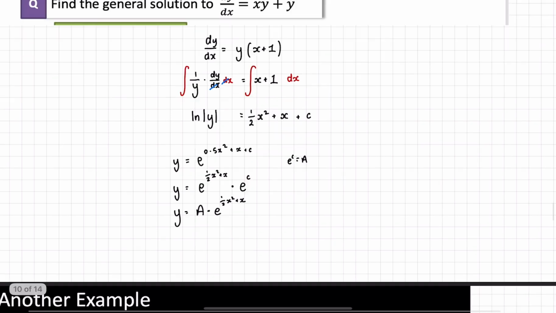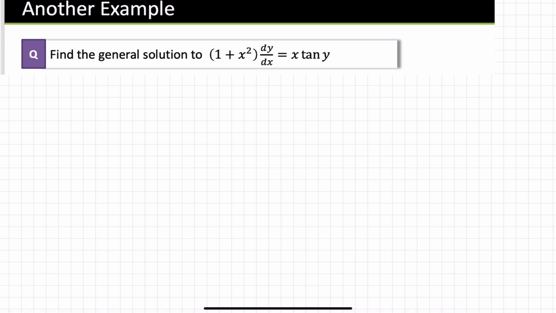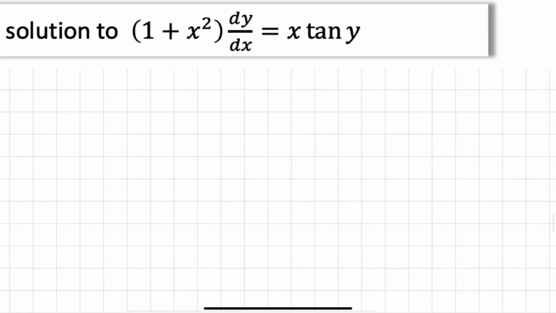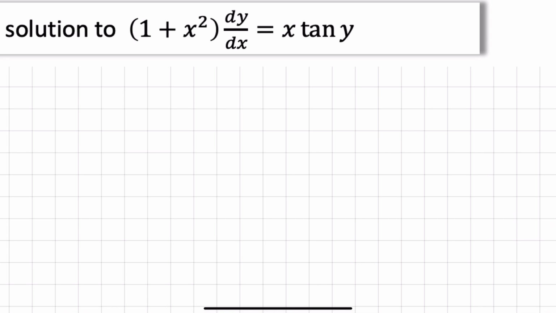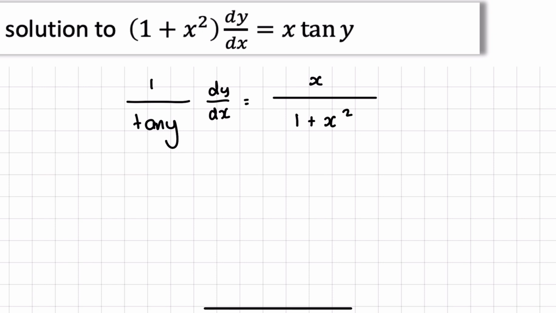Find the general solution for (1 plus x squared) dy over dx equals x tan y. Okay, so I'm probably going to get the y's to one side and the x's the other side. So let's divide both sides by tan y, and divide both sides by 1 plus x squared. So I get the following: 1 over tan y times dy over dx equals x over 1 plus x squared.